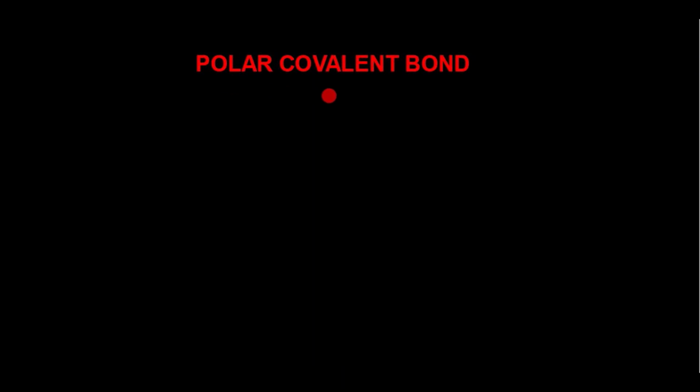Now we will discuss polar covalent bond. Let's see what is polar covalent bond. A covalent bond which is formed between two unlike atoms or dissimilar atoms which have different values of electronegativity, then the covalent bond is known as a polar covalent bond.